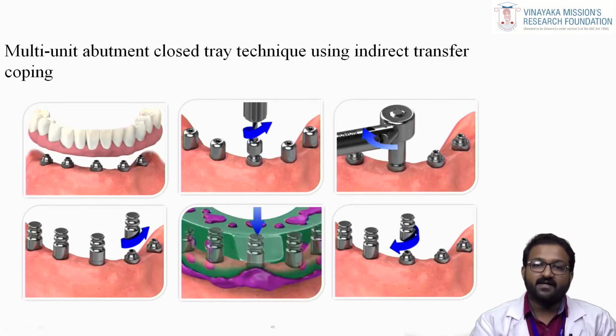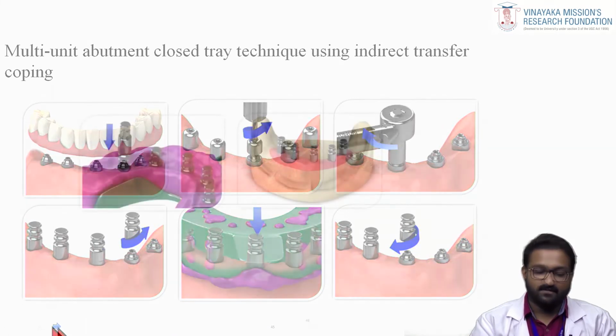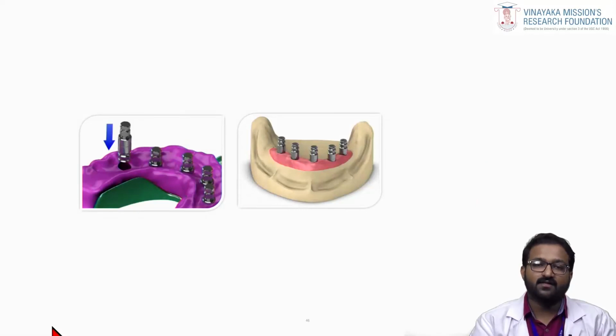Okay. So now the second technique is the multi-unit abutment closed tray impression technique. So the procedure is the same. Instead of the open tray transfer coping, you will be placing a closed tray transfer coping and then taking the impression like how you took the open tray. Any modification in the impression tray is not done. Okay. So you will be manually removing the transfer copings and placing them inside the impression. So this involves a lot of manual error.